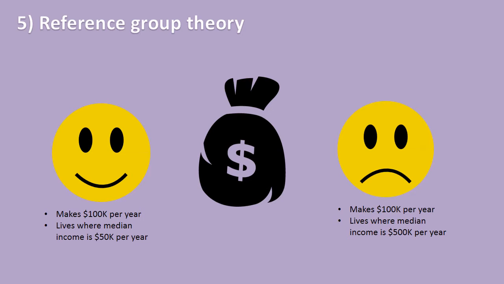However, if you're living in a well-to-do area and you're making that same $100,000, but everybody else is making $500,000 a year, well, you might feel like the low man on the totem pole. So that's reference group theory. It's all contingent on your environment around you.